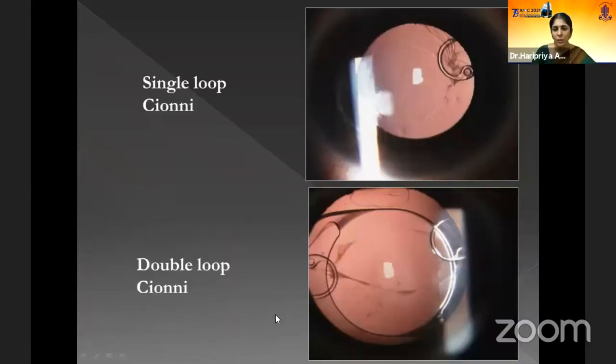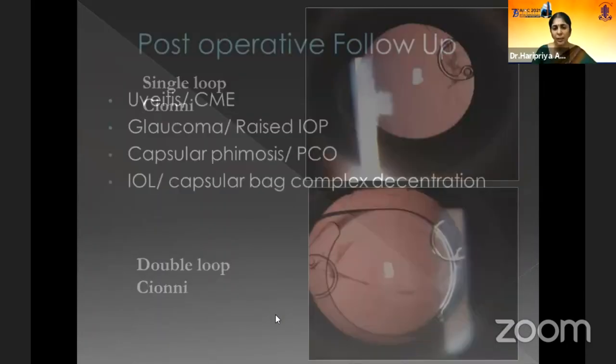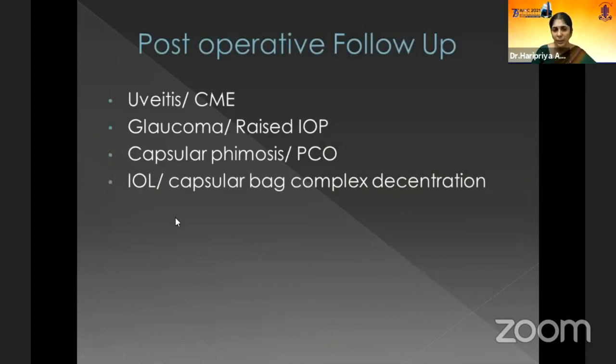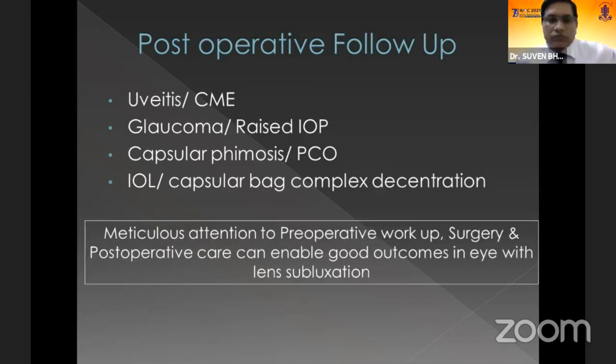So this is another patient with 2 loops which has been implanted if there is a more gross subluxation. Post-op, you'll have to follow up the patient for any uveitis. Raised IOP could be a concern. Look out for capsular phimosis early post-op and PCO late post-op. And decentration can also be an issue in these patients with severe subluxation. Thank you.